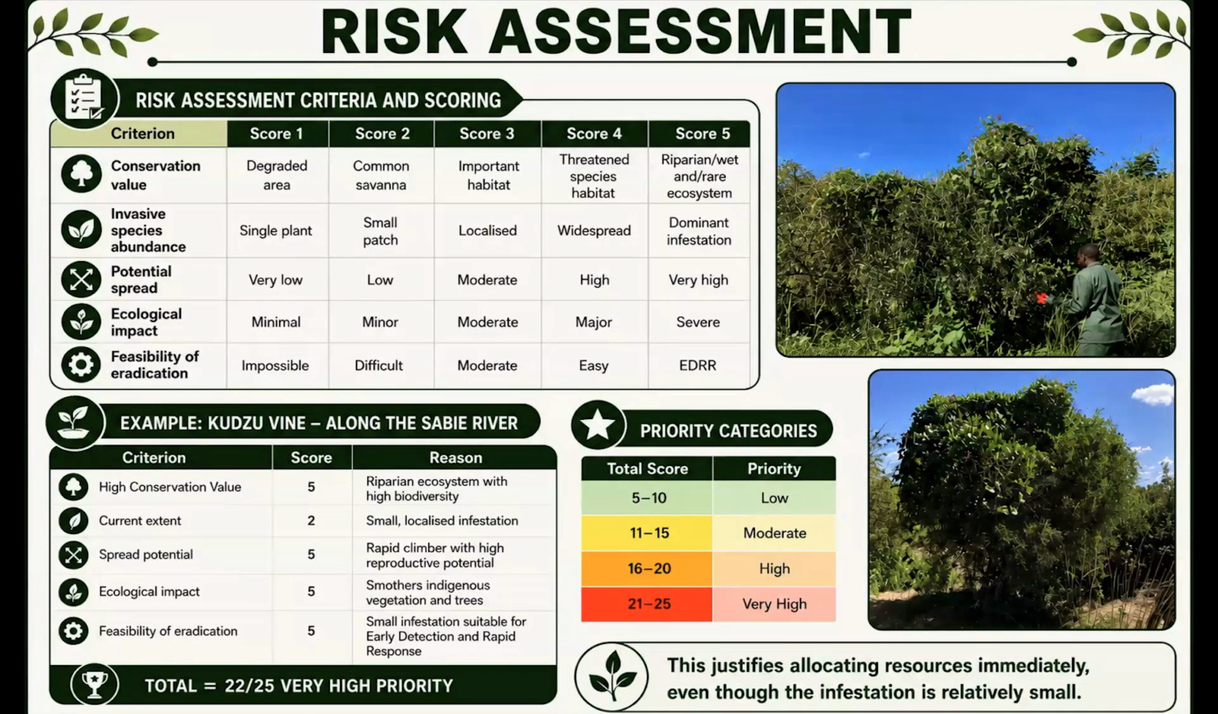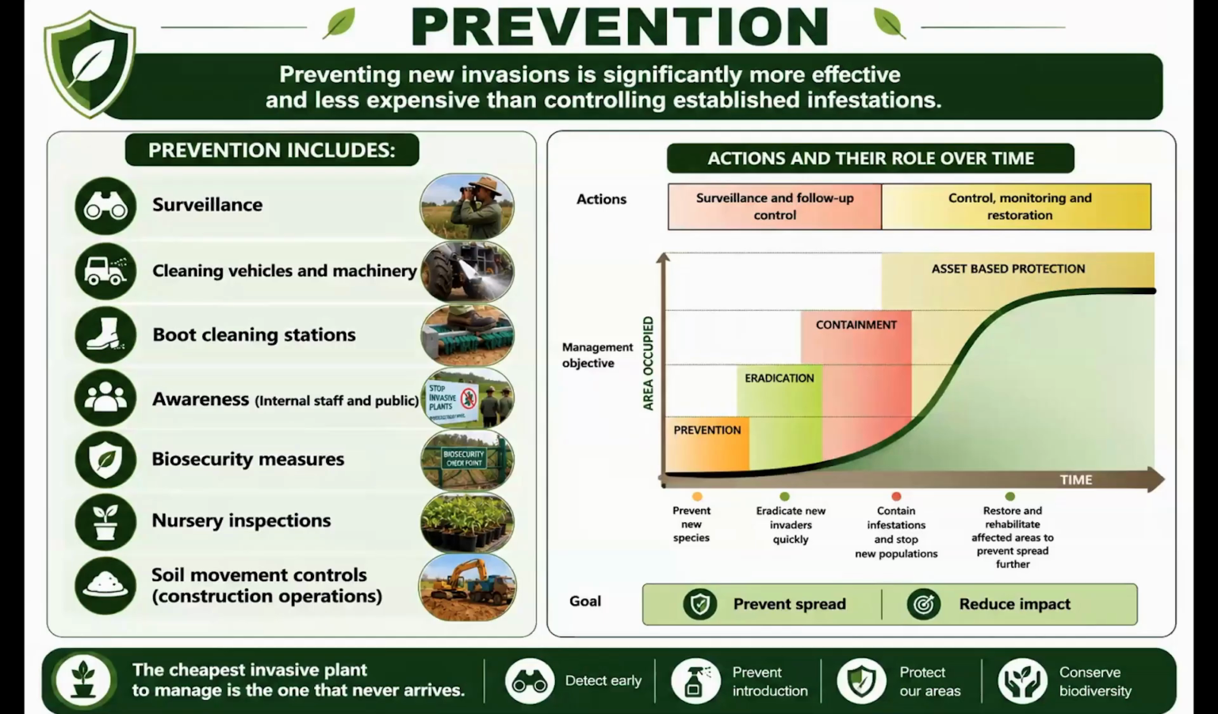So then you would use this calculation to justify why you should invest resources into that particular space. Now I'm going to move on to prevention. This is also one of the early stages in the invasive alien species management framework. The concept of prevention is that preventing an invasion is significantly more effective and less expensive than controlling an established population. So what you want to do is try and prevent an infestation before it establishes in the reserve or in a particular area.